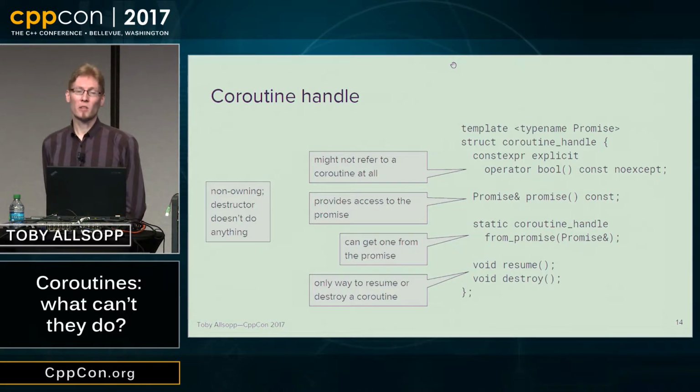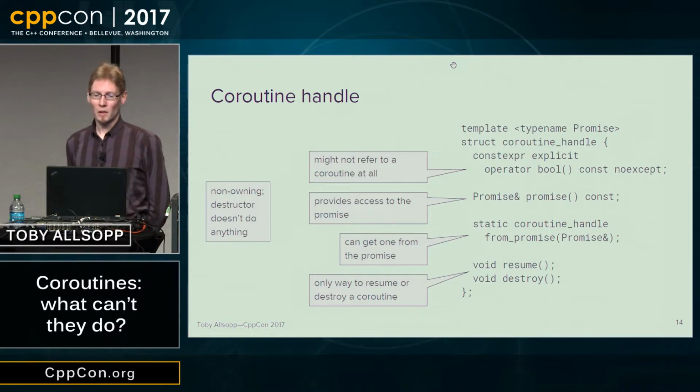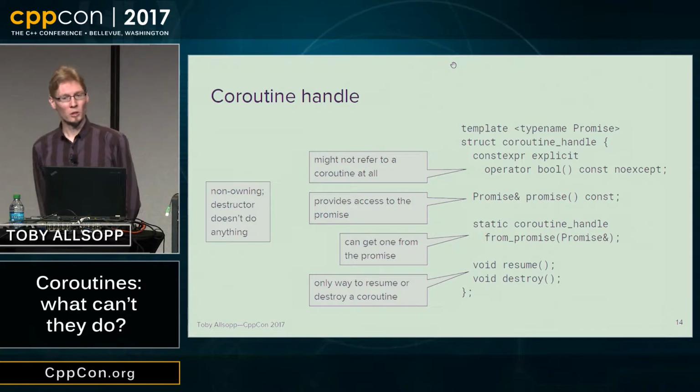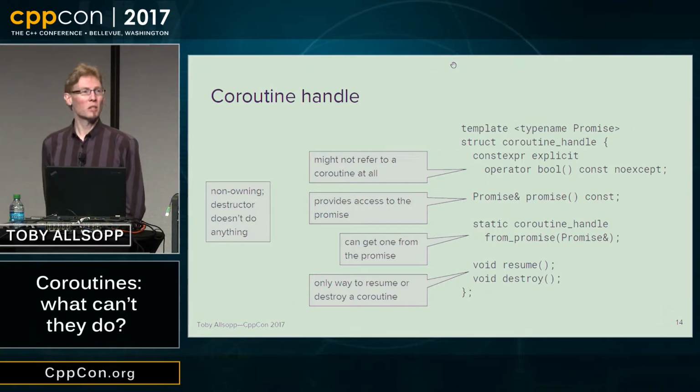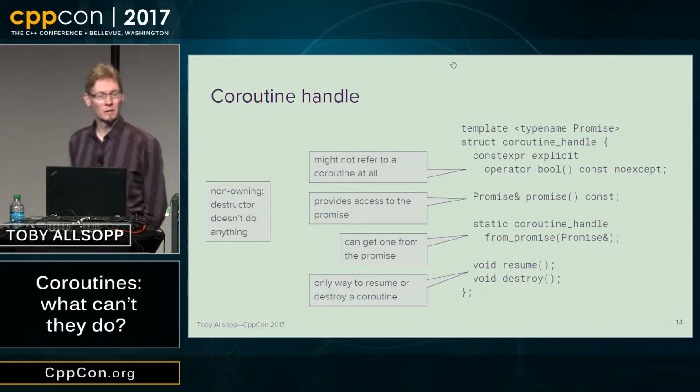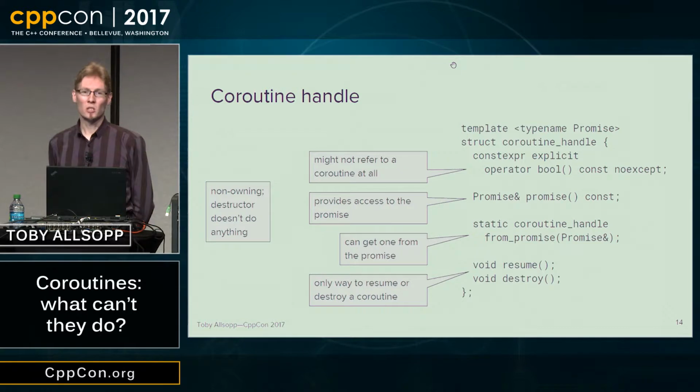It provides a way of getting at the promise object, which is really useful. You can also go from the promise object to a corresponding coroutine handle. These things can be not trivially, but easily copied. They're really cheap. They're just a pointer, basically.